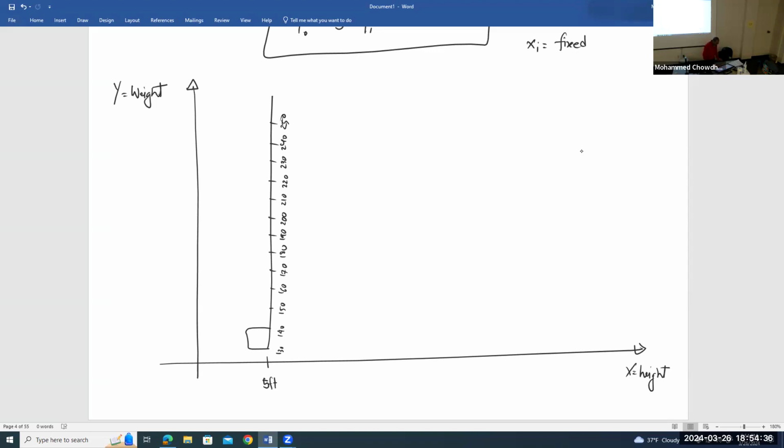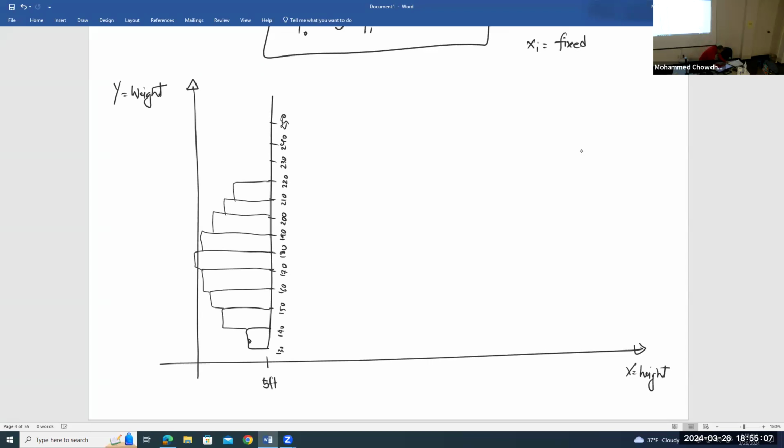Are you understanding? So for 130 to 140, that many people are in there. For 140 to 150, that many people are in there. And again, I do not have a lot of space here, but again, that many people are in there. So this is the histogram, right?